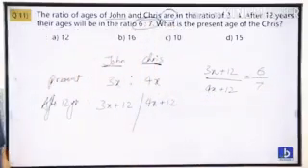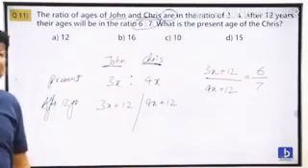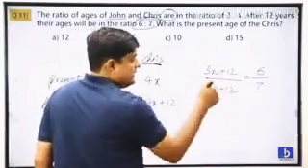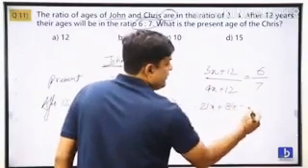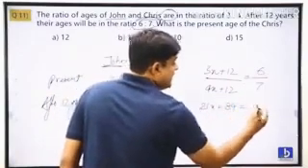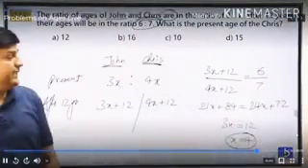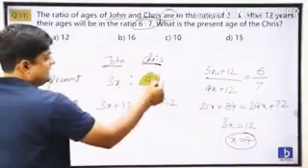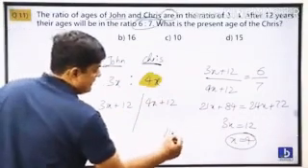Following everybody? Good. So we have to just cross multiply this thing. 7 times 3 is 21x plus 84, and 6 times 4 is 24x plus 72. I want the present age of Chris. So I think you all got the answer. That is 16 years.